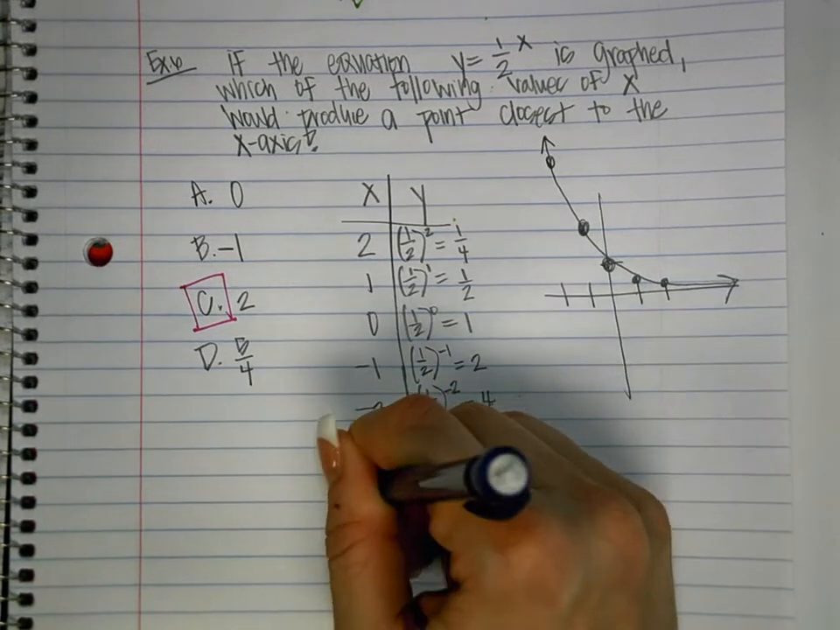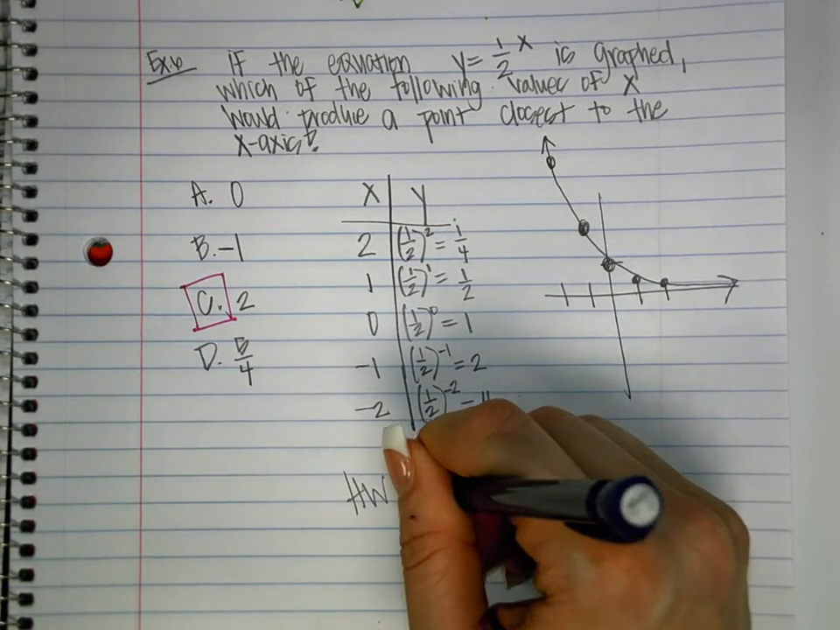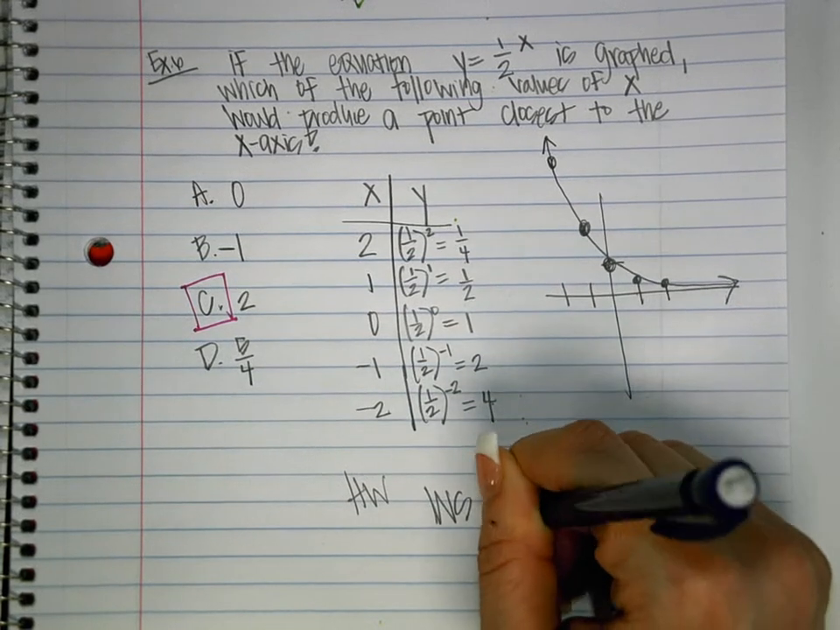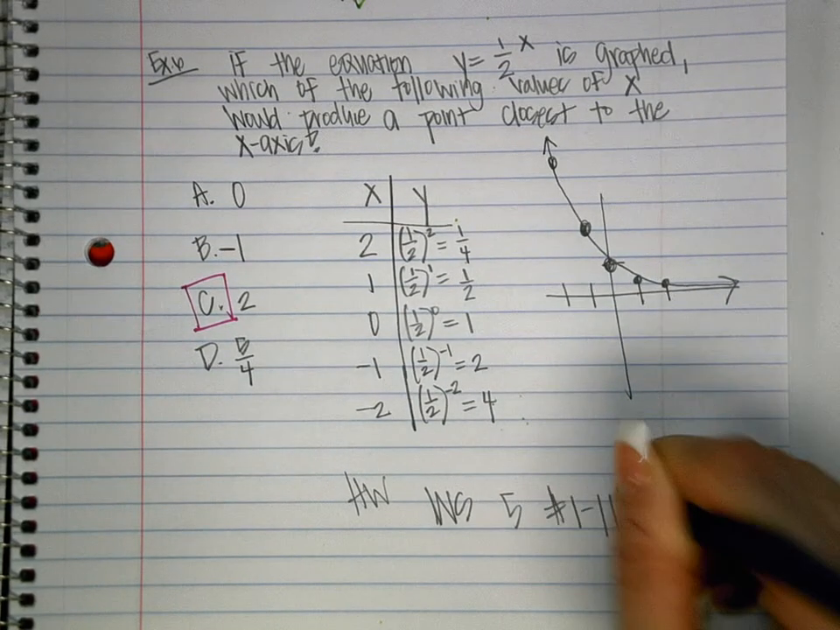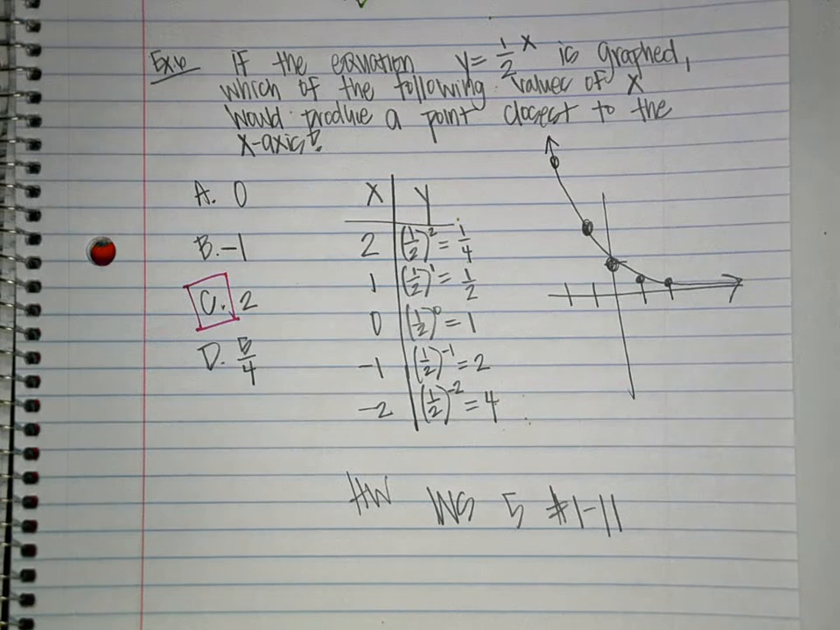Homework for this objective is going to be worksheet 5. You are doing numbers 1 through 11. Worksheet 5, numbers 1 through 11.